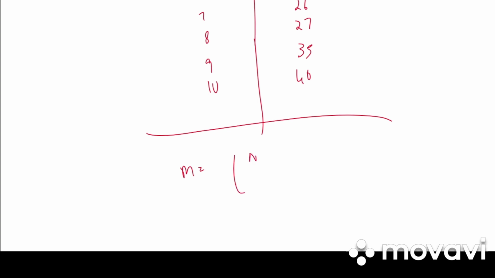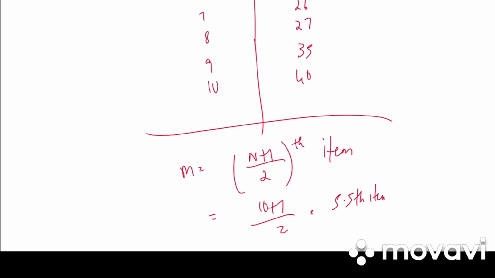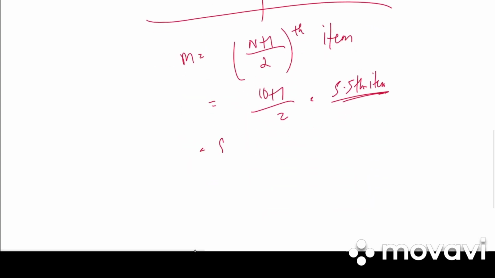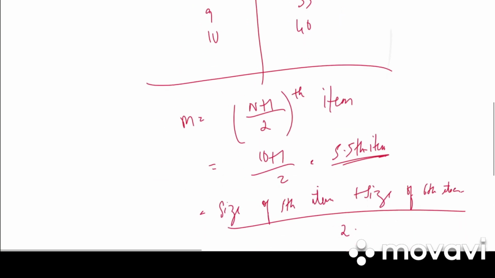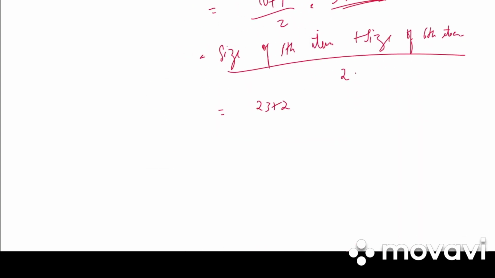So median is equal to (n plus 1) divided by 2 th item. So n is how much? 10 plus 1 divided by 2, that is 5.5 item. So it is size of 5th item plus size of 6th item divided by 2. So which is the 5th item? 5th and 6th. 23 plus 25 divided by 2. 48 divided by 2, that is 24. Therefore median is equal to 24.